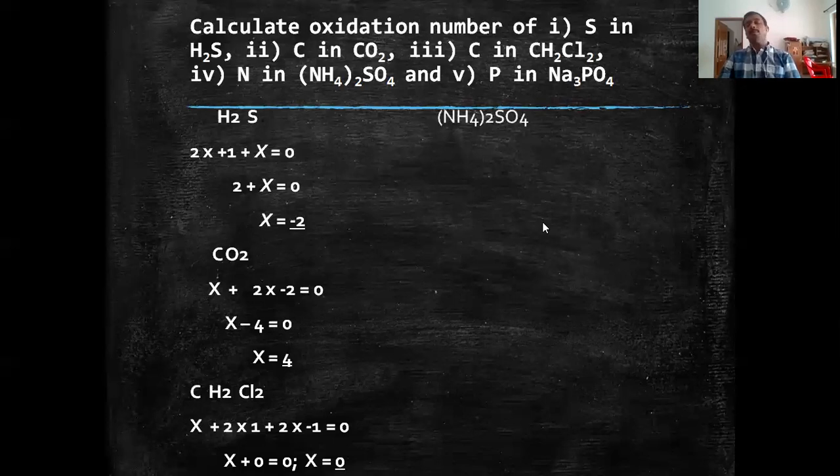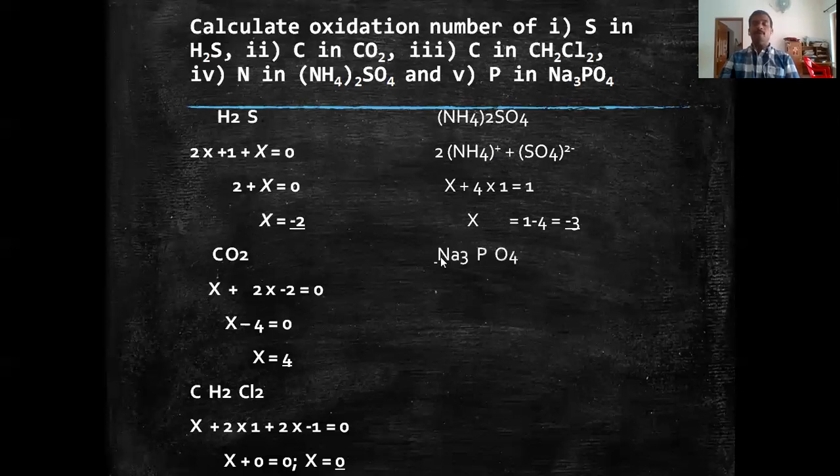Now (NH4)2SO4. Here it is formed by 2 ions, NH4 plus and SO4 2 negative. Here nitrogen is present in this positive ion. So we can find out the oxidation state of nitrogen from this ion. Nitrogen, we give it as X. Hydrogen +1, 4 into +1. And the algebraic sum is equal to 1. So X plus 4 into 1 is equal to 1, or X plus 4 is equal to 1. X is equal to 1 minus 4, equal to -3.